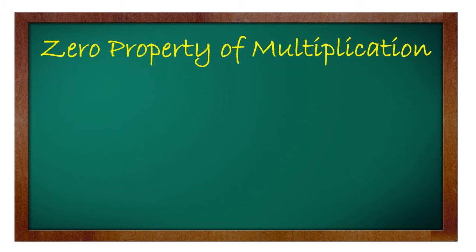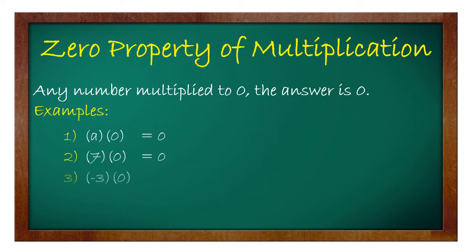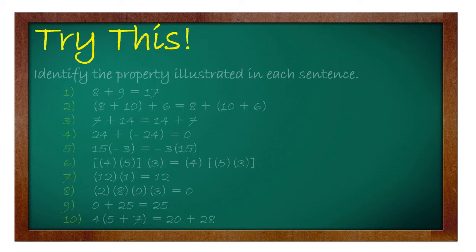The last property that we have is the zero property of multiplication. So, any number multiplied to 0, the answer is 0. So, for example, 8 times 0 is 0. 7 times 0 is 0. Negative 3 times 0 is 0. So, ibig sabihin, kahit anong number, multiply mo kay 0, kahit 1 million pa yan, ang sagot niya, 0 pa rin. Okay?